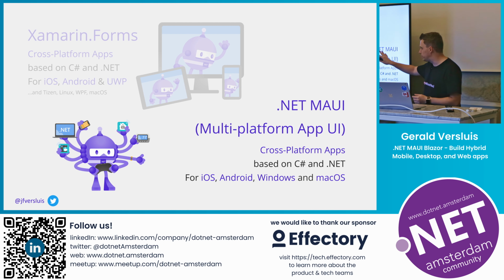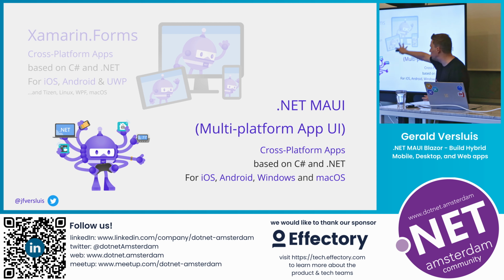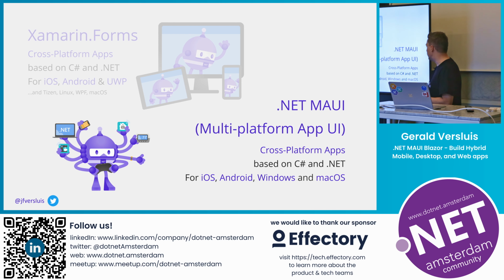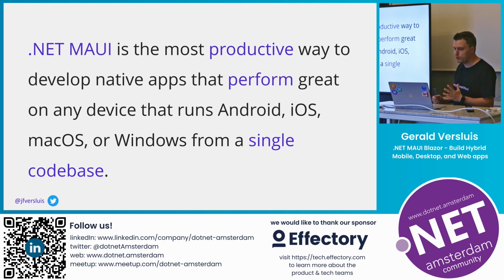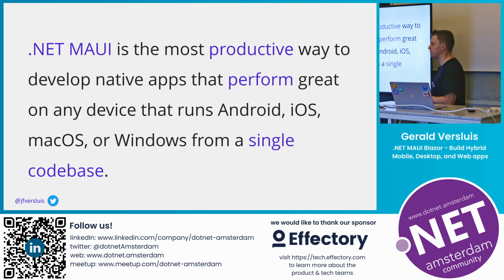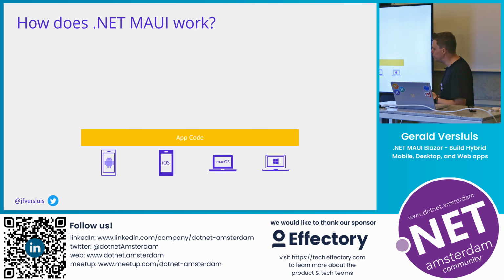So you can see a little bit different from before. We now have iOS, Android, that's still the same. We now call it Windows because UWP died somewhere in between here. And we were not going to tie ourselves to another technology again. So we just say Windows, then we're safe, right? Because now it's technically WinUI. And macOS, so we can also have macOS as a first-class citizen now. So .NET MAUI is the most productive way to develop native apps that perform great on any device that runs Android, iOS, macOS, or Windows from a single code base. Well, that's the story that John already told as well, with the whole single project system and whatnot. I'll touch upon that very briefly.